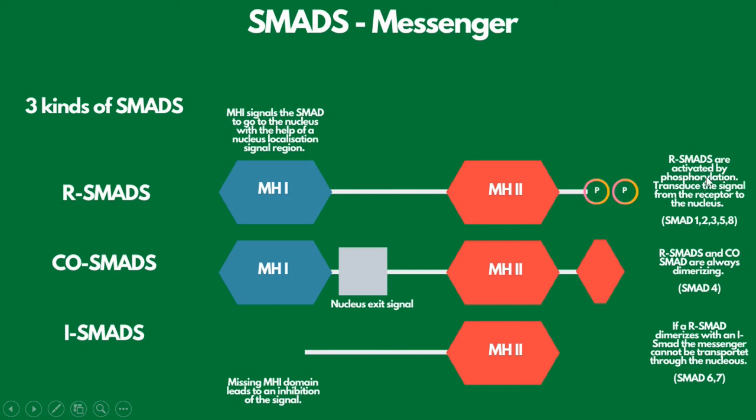R-SMADs are activated by phosphorylation and transduce the signal from the receptor to the nucleus. Examples for R-SMADs are SMAD 1, 2, 3, 5, and 8. R-SMADs and Co-SMADs are always dimerizing. And here we have SMAD 4 as an example, and this tells the SMAD to leave the nucleus again. That's why every dimer of SMADs has a SMAD 4. And the I-SMAD, as I said, is an inhibitor of the signal, and examples therefore are 6 and 7.